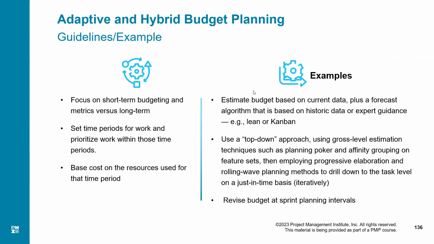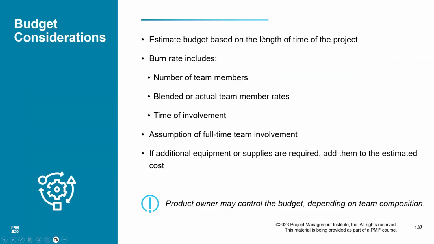So a hybrid is also partially predictive and partially agile, but this has certain elements of agile and iterations are calculated exactly in the same manner as in agile. Budget considerations. Estimate budget based on the length of the time of the project, right? I'm talking about the agile. So we estimate budget based on the length of time of the project.